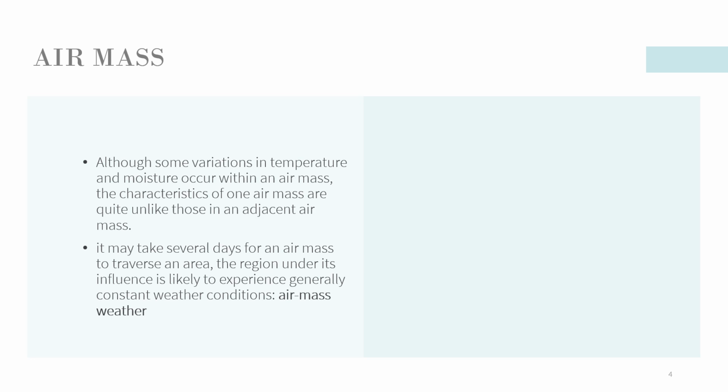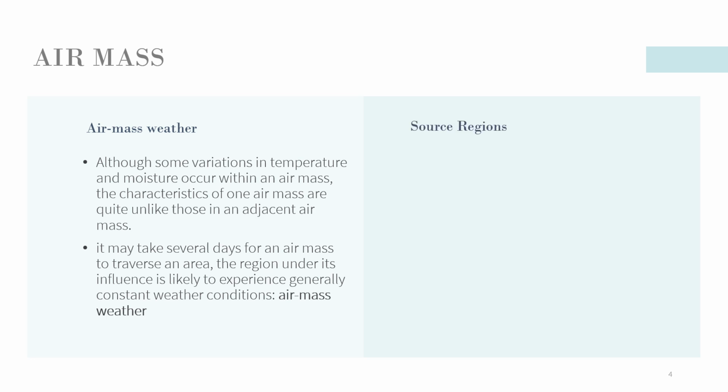So the air mass concept is an important one, because these vast air masses can affect our daily weather for several days in succession, and when they move, they often trigger stormy weather. So if these air masses influence a region, it experiences generally constant weather conditions, that is what we call the air mass weather.